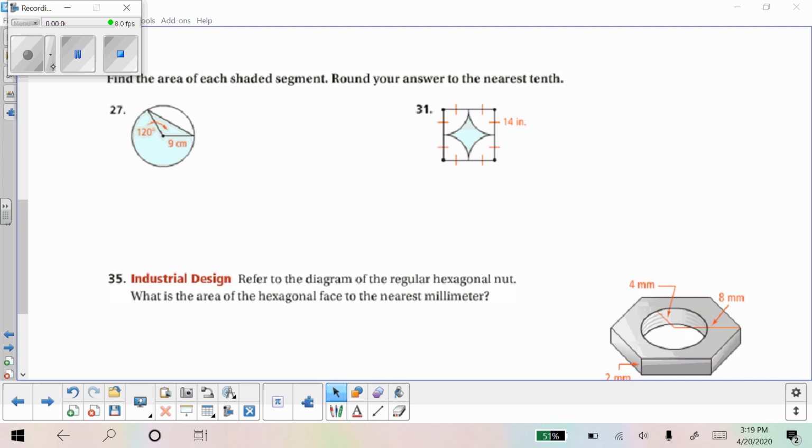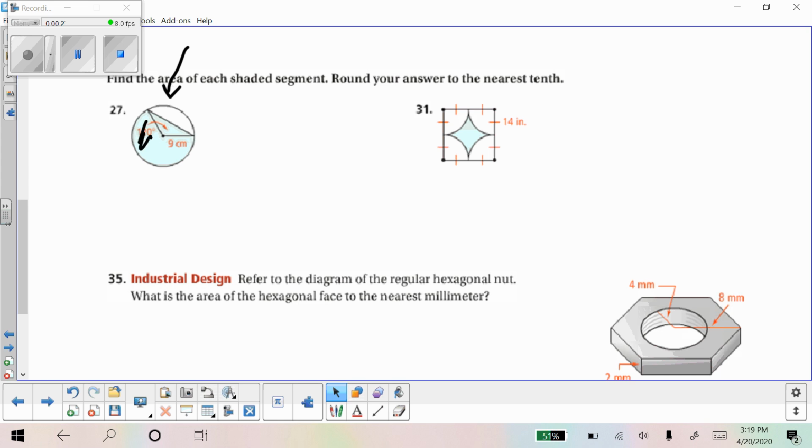It's Mr. Hermanson again. I thought I'd go over some of the frequently missed questions from Practice 10.6. Number 27 was one that not too many students got right, so we'll start right there. We're going to find the area of the shaded region.